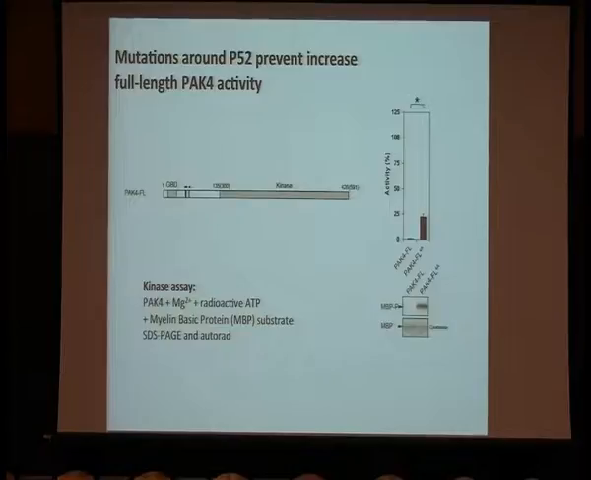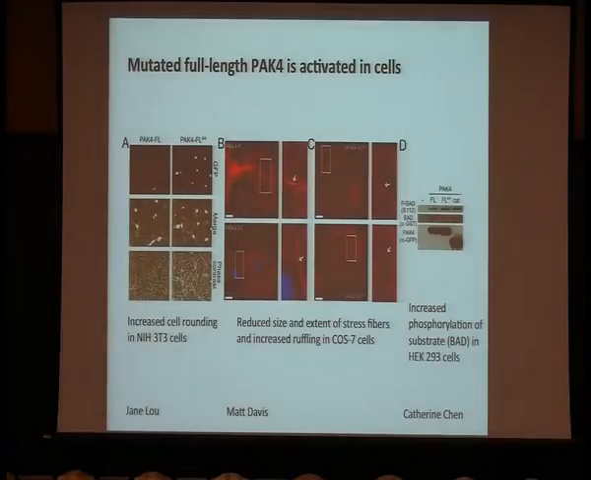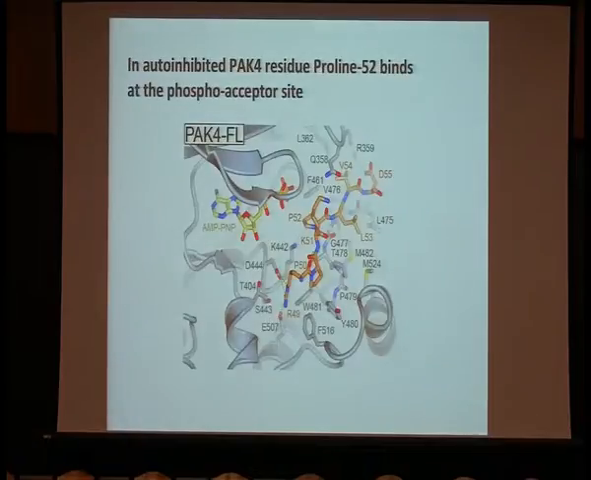We also introduced those point mutations into the full-length protein, and we see, we think, a dramatic increase in the activity of the full-length protein when you introduce these point mutations around proline 52. You put this into cells, and there is an increase in cell rounding for the mutated PAK4 compared to wild-type PAK4. There are changes in the cytoskeleton, and there are increases in phosphorylation of downstream substrates. So we think this is an activated mutation. So what is this doing?